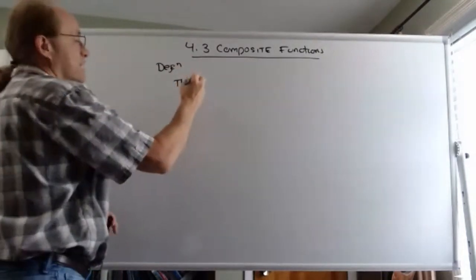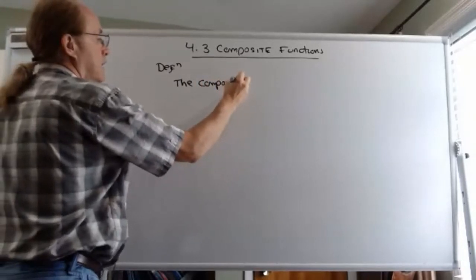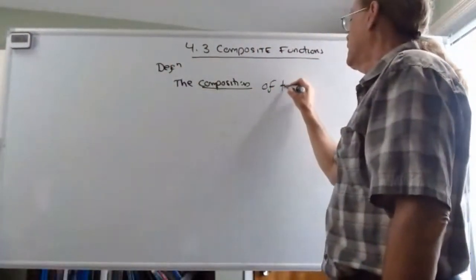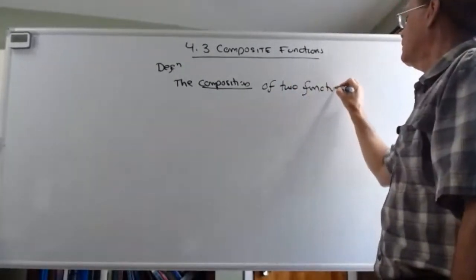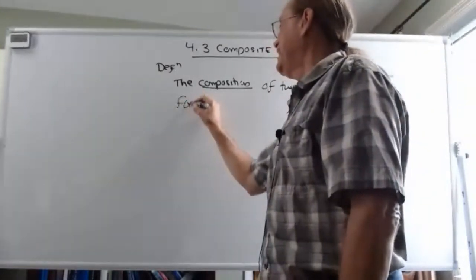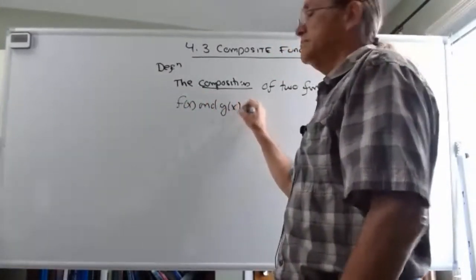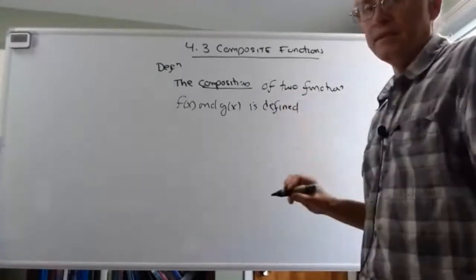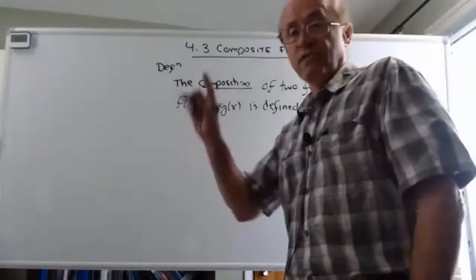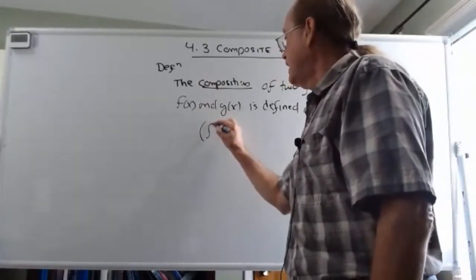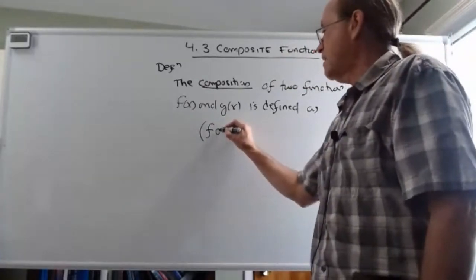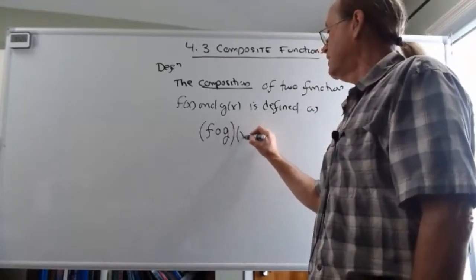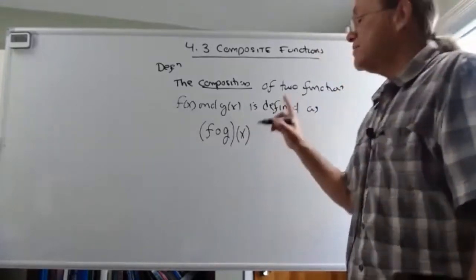The composition of two functions, say f and g, functions, we'll call them f of x and g of x, is defined by the following relationship. And we write it this way, we use parentheses, and f, and we put a little open circle. That's the composition symbol. F composed with g, and then you write it of x, which actually means the following.